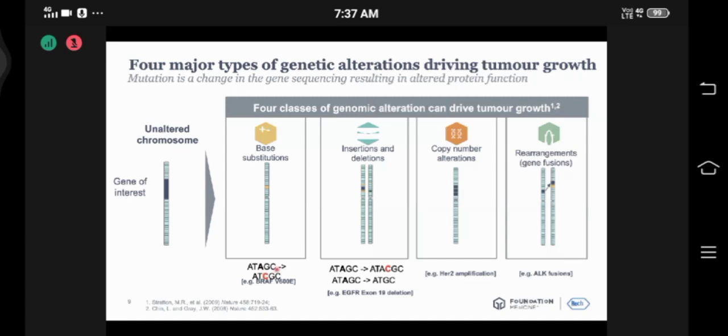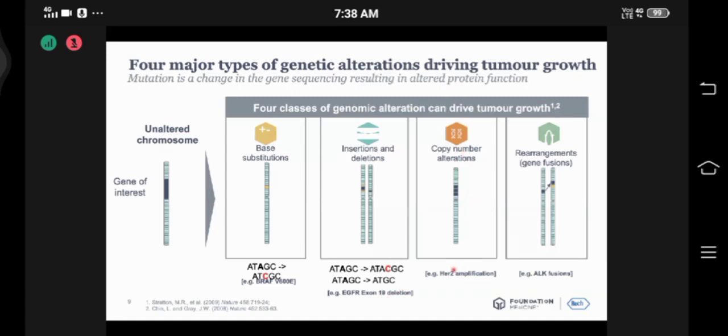So our A and C are substituted. Again, insertion or deletion: an extra nucleotide is added or one is deleted. So this is a common example. In lung, all of us know EGFR mutations are present at that level. So this is an exon 19 deletion.